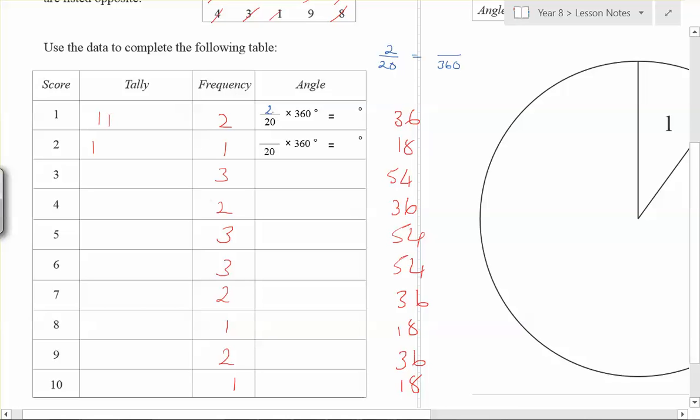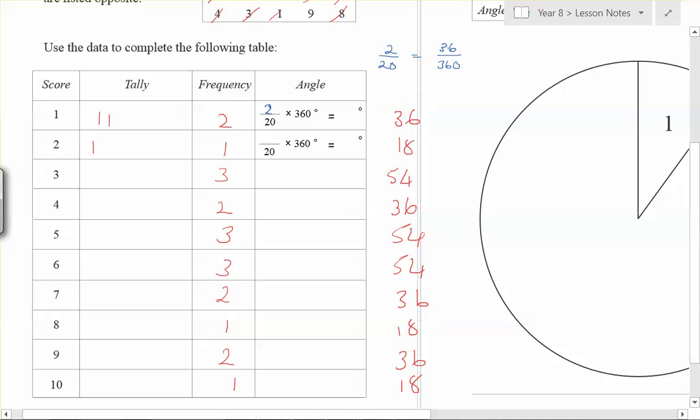How would you work out 2 out of 20 times 360 degrees? Tristan? You can do 20 divided by 2, would you? No. Or how? Well, 2 out of 20 is the same as 36 out of 360. Is it? Yeah? Okay. There's one way of doing it.